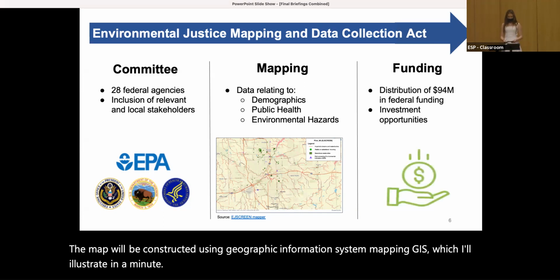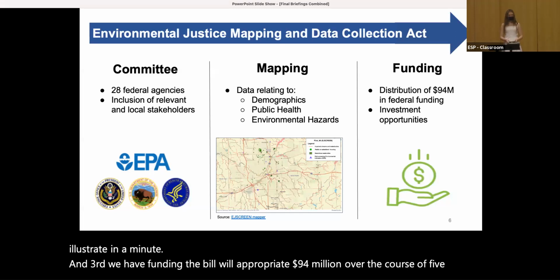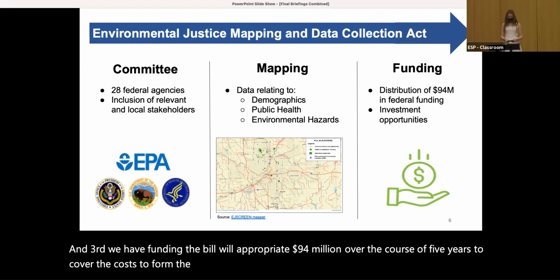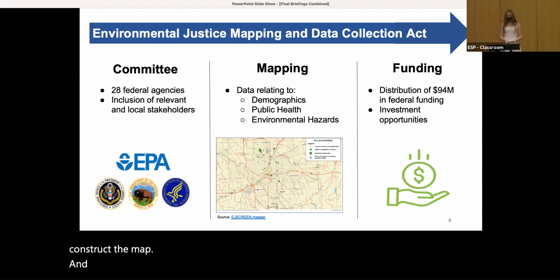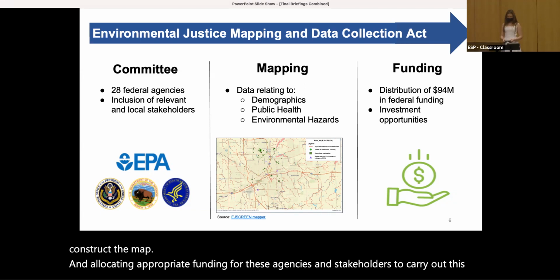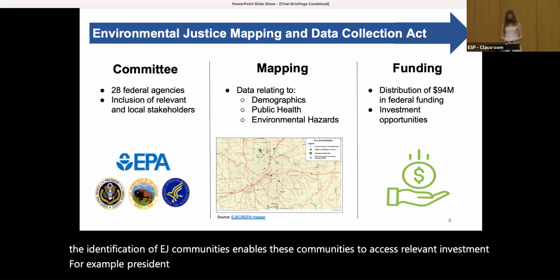And third, we have funding. The bill will appropriate $94 million over the course of 5 years to cover the costs to form the committee, establish and maintain the data repository, and construct the map. In allocating appropriate funding to these agencies and stakeholders to carry out this work, the identification of EJ communities enables these communities to access relevant investment. For example, President Biden's Justice40 initiative.